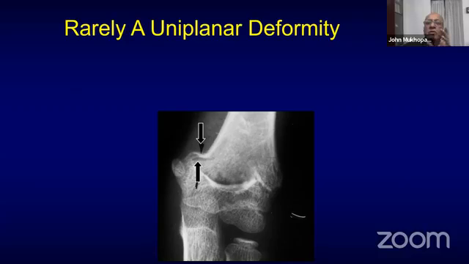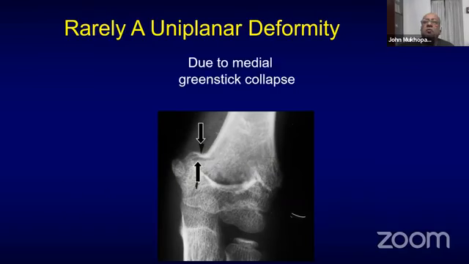Rarely, when you have a true varus impacted fracture, which is in fact commonly missed because it is felt to be something that doesn't need treatment. But if this varus impaction is significant, very often they do end up with a cubitus varus deformity. And in these situations, it might be a pure varus tilt because of medial comminution and impaction. So this would be a situation where the deformity is more or less uniplanar because of a medial greenstick collapse.